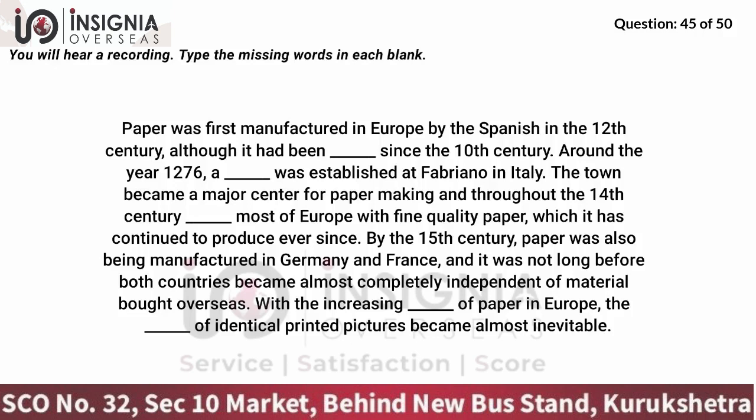By the 15th century, paper was also being manufactured in Germany and France, and it was not long before both countries became almost completely independent of material bought overseas. With the increasing availability of paper in Europe, the production of identical printed pictures became almost inevitable.